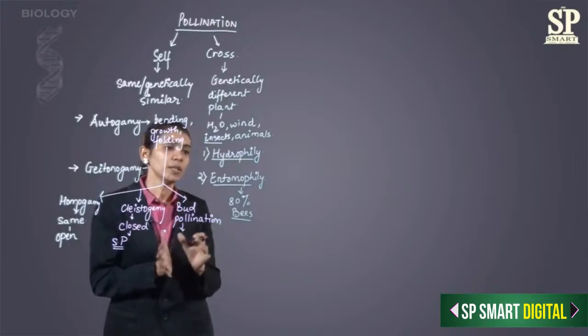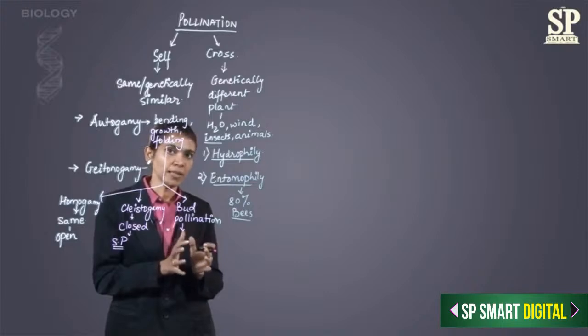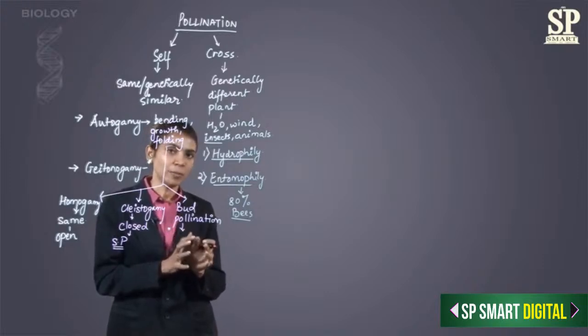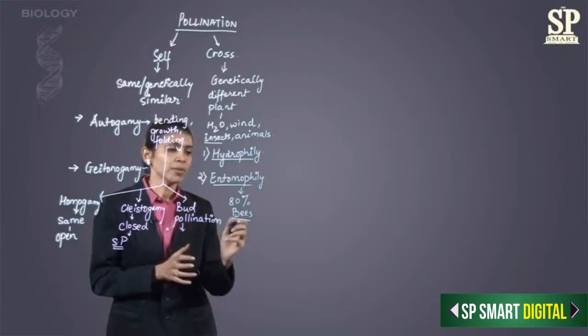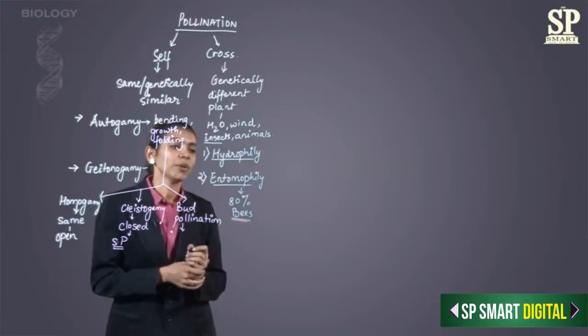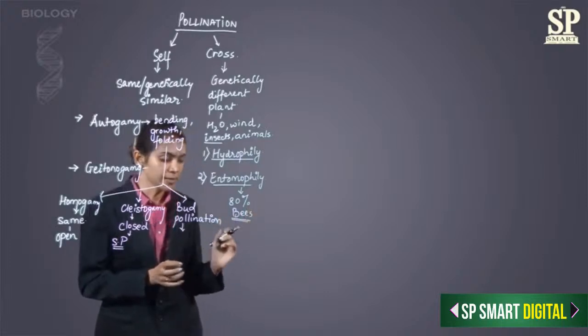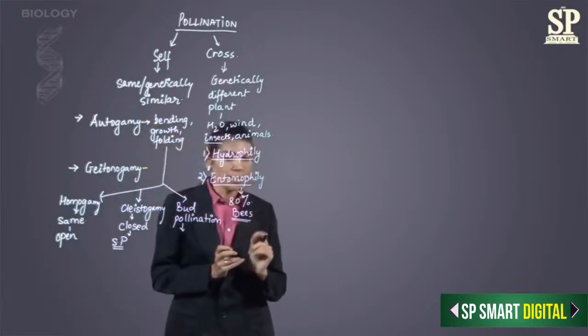The pollen grains here will again be light in color. The pollen grains here again will be light in weight. So the majority of the pollination by insects is carried out by bees.